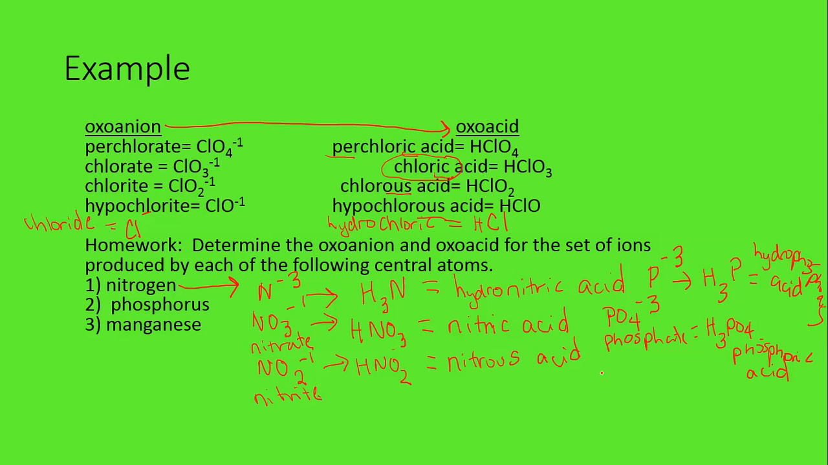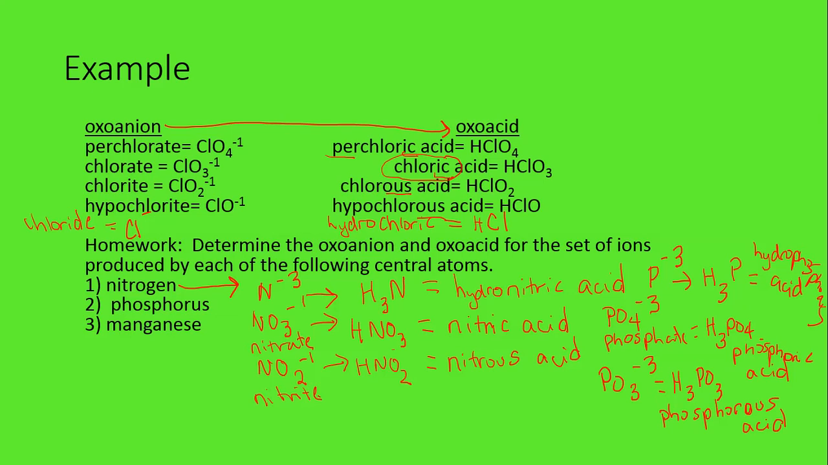Alright, what about phosphite? PO3, -3. So again, it would be H3PO3. And phosphite becomes phosphorus acid. And then again, just like with nitrogen, we can't go any further, right? Because we simply do not have a hypophosphorus or a per-phosphoric. Alright, let's do manganese.